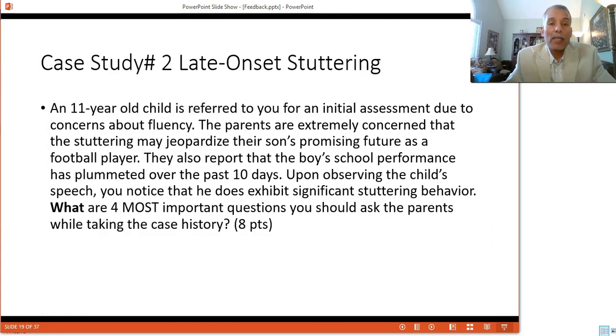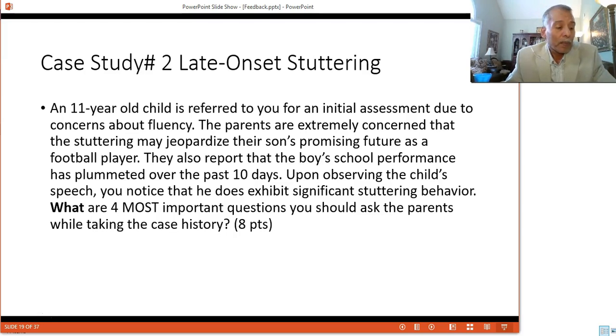The second case, that is an 11-year-old child is referred to you for an initial. So the word initial is very, very important. An initial assessment due to concerns about fluency. Again, it is impossible for developmental stuttering to begin after age 8. Even age 8, it doesn't.